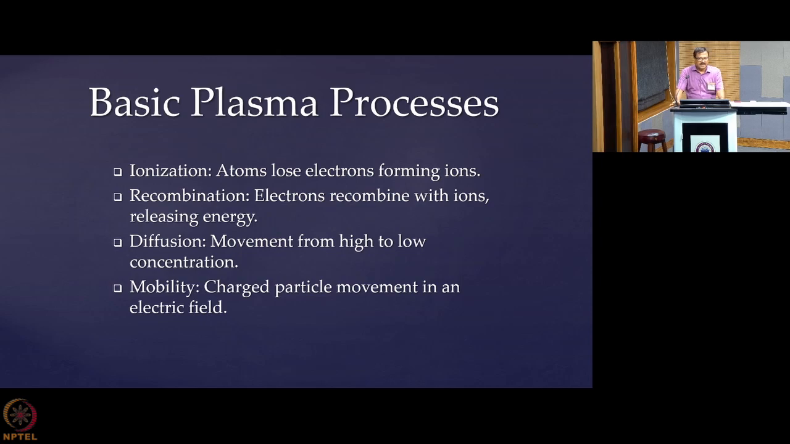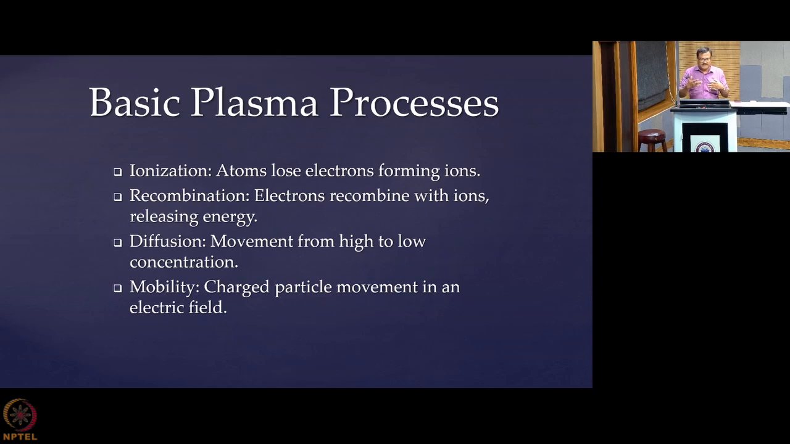So this gradient is the gradient in concentration of the species. Whenever that is there, they will try to equilibrate. So from high concentration, the particles will try to move to the lower concentration area. Then mobility: this plasma is formed usually in electrical discharge, so an electric field is involved. Charged particle movement in an electric field is basically controlled by mobility. So these are the basic plasma processes: ionization, recombination, diffusion, and mobility.